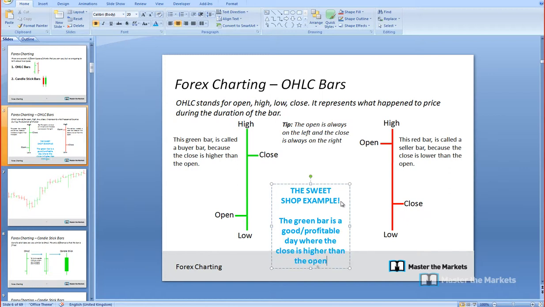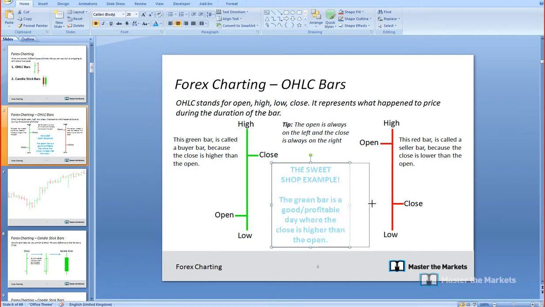So to drill the message back home, you can ask them, did the sweet shop make a profit that day? And most of them will say yes, because the cash till closed at £180. But it opened at £100, no? So that's right, it made a profit of £80. So it is a good day, a profitable day. So therefore, ladies and gentlemen, in technical terms, that's a green bar, a green old Chelsea bar.